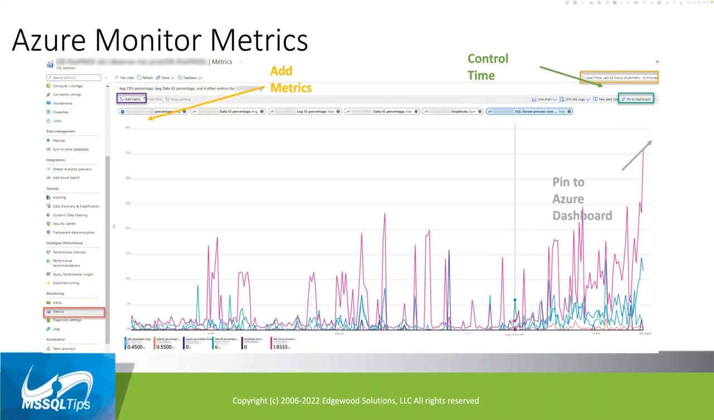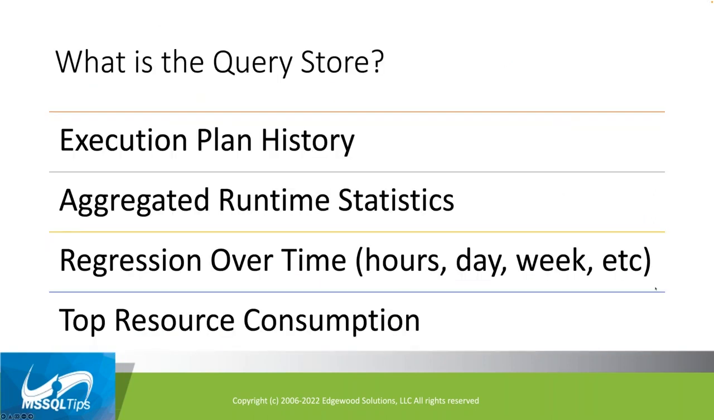What is the query store? This is what drives query performance inside Azure. This is probably my favorite new feature of SQL Server since I've been working with the product. It was introduced in SQL 2016. It's gotten better in each subsequent release of SQL Server, and those improvements get passed along to Azure SQL Database. So it gives us an execution plan history and aggregated runtime statistics.